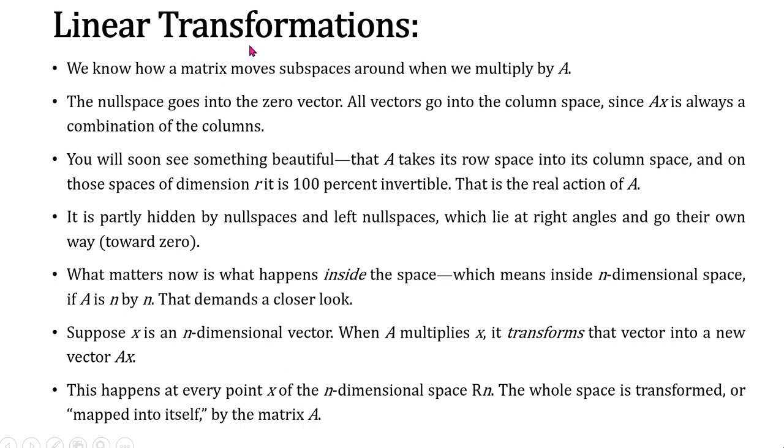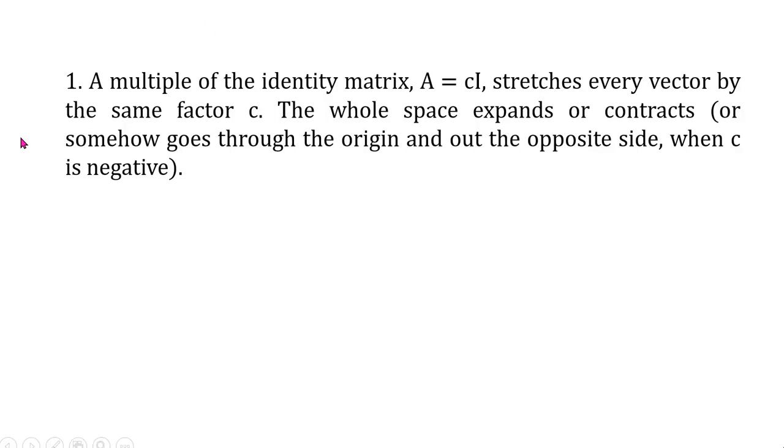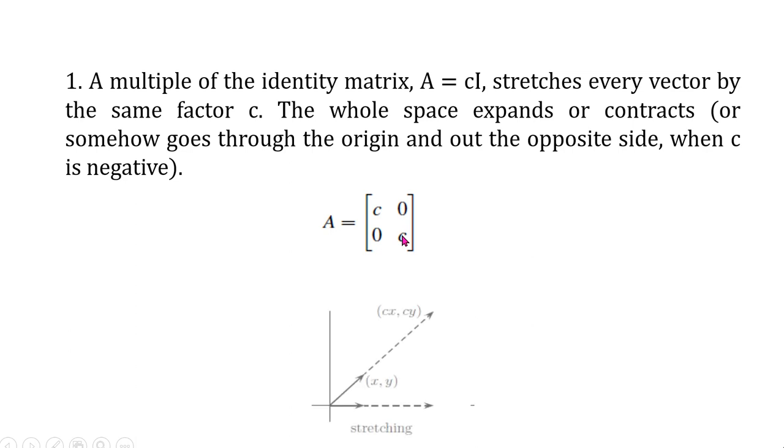In the linear transformation, we discuss four important properties here. The first one is a multiple of an identity matrix. A equals a constant multiplied with an identity matrix I. It stretches every vector by the same factor C. The whole space expands or contracts. So we can observe here, it is an identity matrix multiplied by a value C. As a result, the space can be stretched or it can be compressed.